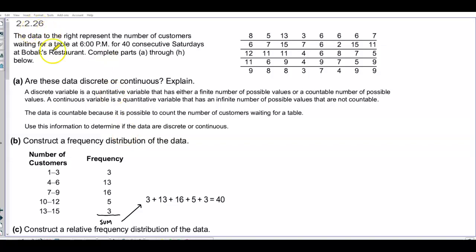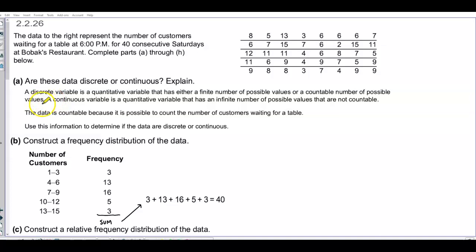Section 2.2.26. The data to the right represent the number of customers waiting for a table at 6 p.m. for 40 consecutive Saturdays at Bobak's restaurant. Complete parts A through H below. So, are these data discrete or continuous? And then we're going to explain.